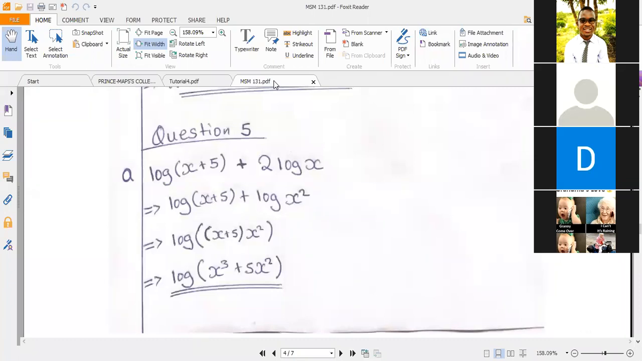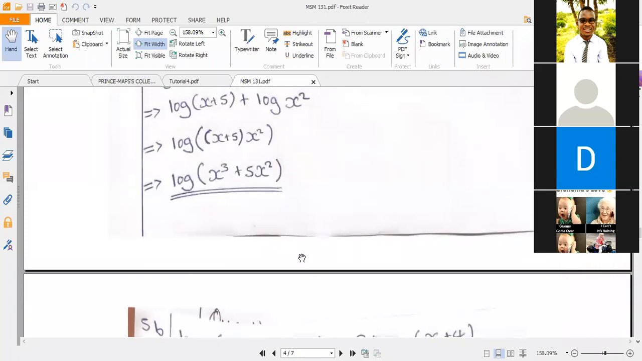So it will be log x plus 5 plus log x squared. So this will now be equal to, because we are adding, what does addition mean? Addition of logs with the same base, we multiply the arguments. So we have log x plus 5 times x squared. If we expand, we'll have log of x to the power 3 plus 5x squared. I think this is straightforward. I don't think people would have questions on this.